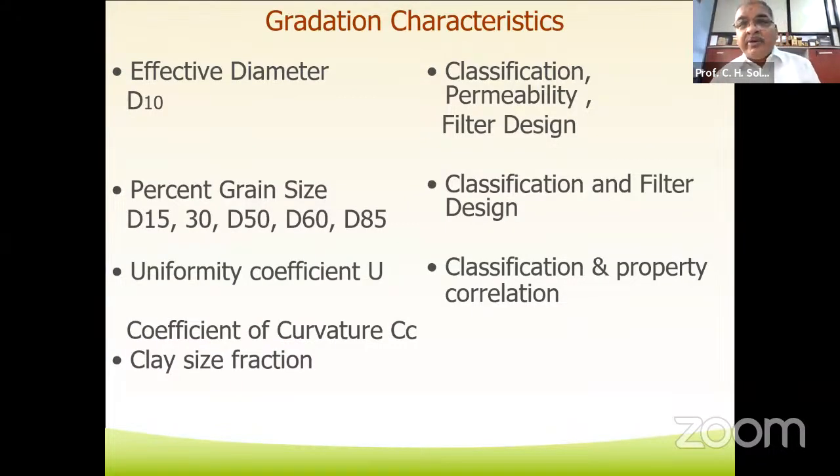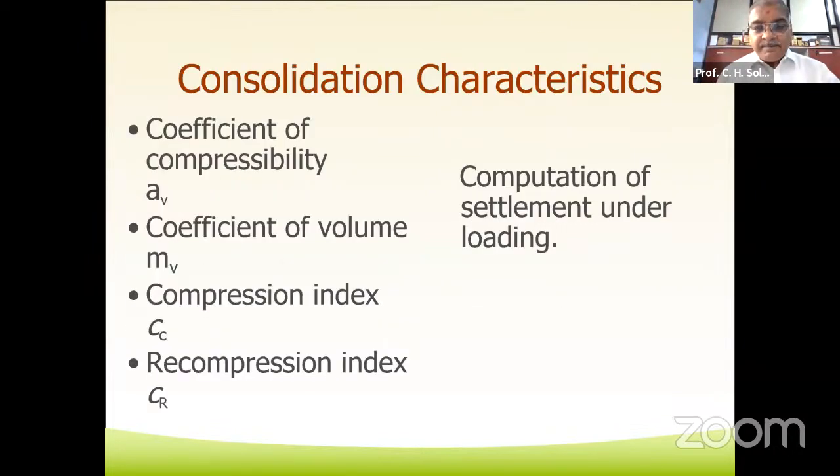Gradation characteristics you might have studied in the particle size distribution curve, after performing the sieve analysis test and the hydrometer test. You draw the particle size distribution curve, and from that you find out the various diameters, D10, D30, D60, D85, etc. These are used for classification of the soil as well as the design of filters in the case of dams. We can also find the permeability of the soil knowing such parameters.